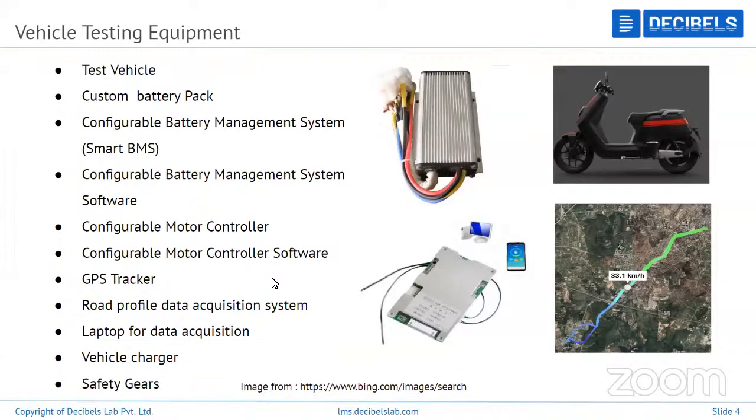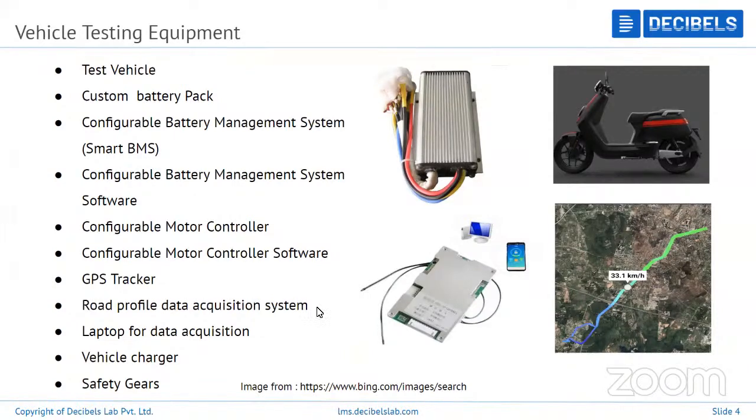You would require a GPS tracker to locate all the places where you are going, that is one part. And the other main objective is to have a GPS speed. So you require a GPS speed tracker. Then a road profile data acquisition system.